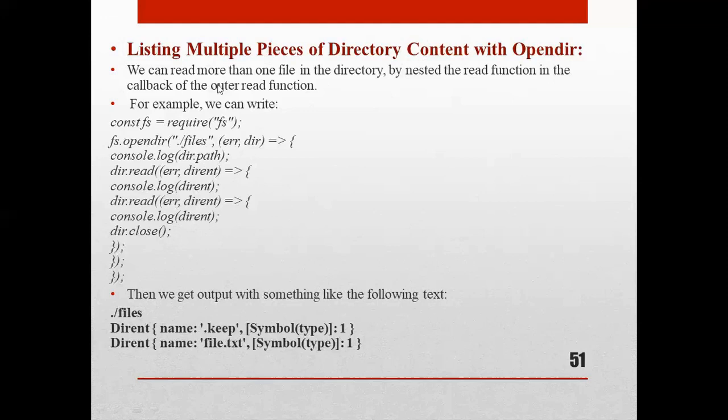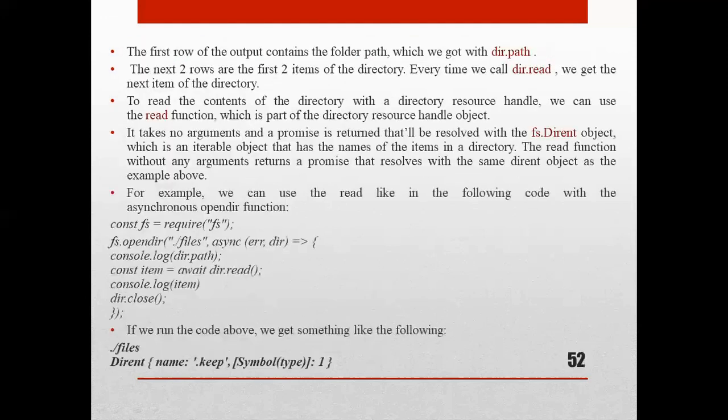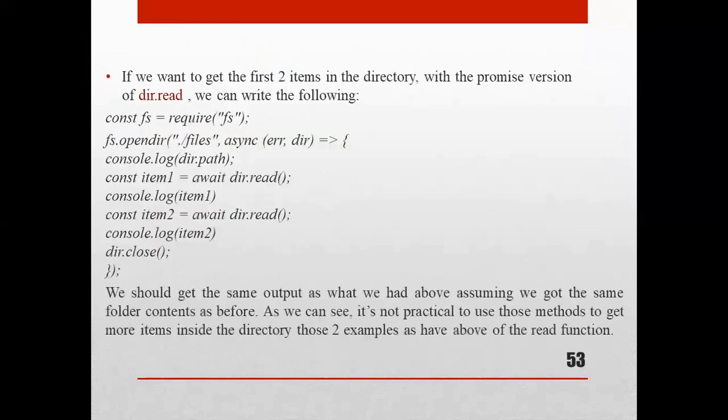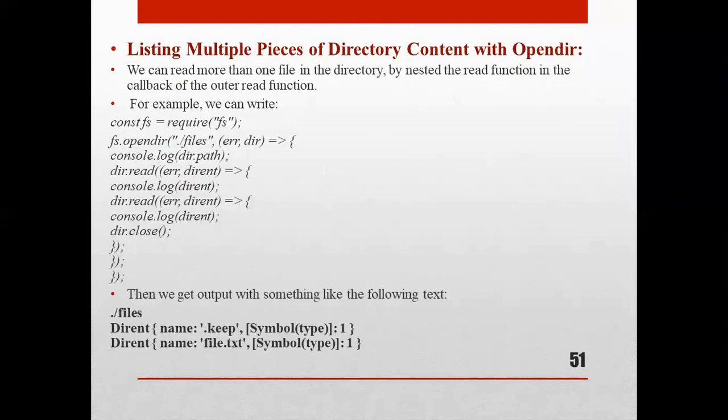This is the way we can list the multiple elements inside the directory, or the contents of that open directory. We have seen the explanation for that example. Whenever you want to get the first two items in the directory, or the first or third, based on our requirement, how can we access them? We can access them using dir.read. We have seen this dir.read here.